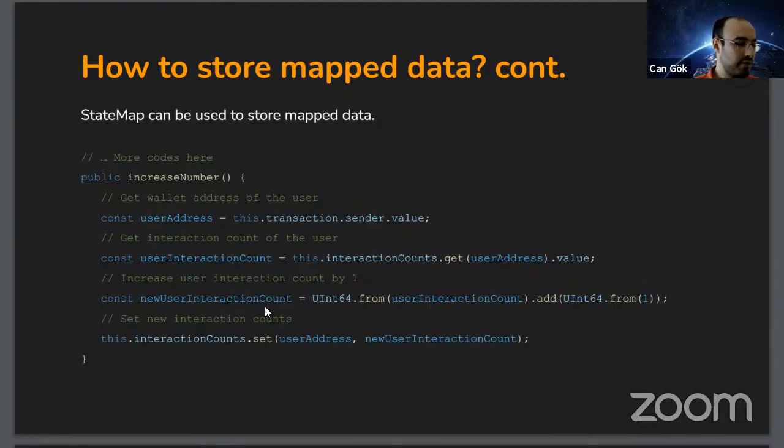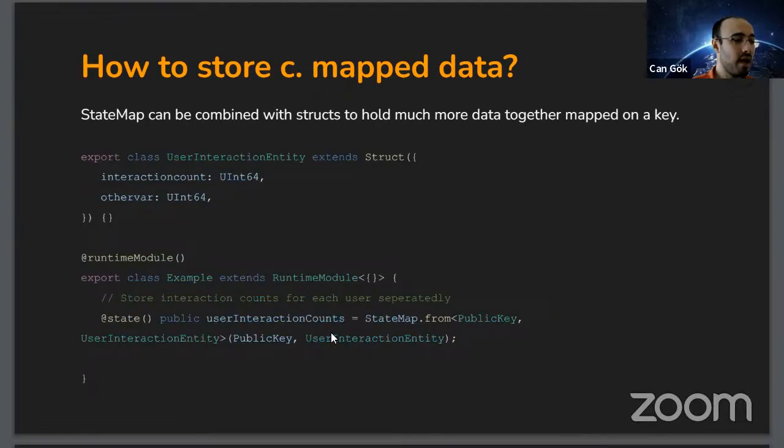This is the same code. There is no difference in this line. But in this line, you can see that in the set, we are giving the interaction count, meaning the interaction count, as a second parameter. As the first parameter, we are giving the key in which we want to store this value. So this is basically using state and storing data in Protokit.